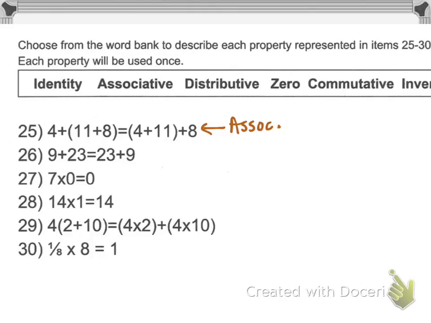This one, the numbers switch orders. It's addition, there's no parentheses. There could be parentheses if they were separating operation signs, but in this case there's no parentheses and it just changes the order. So this one is the commutative.